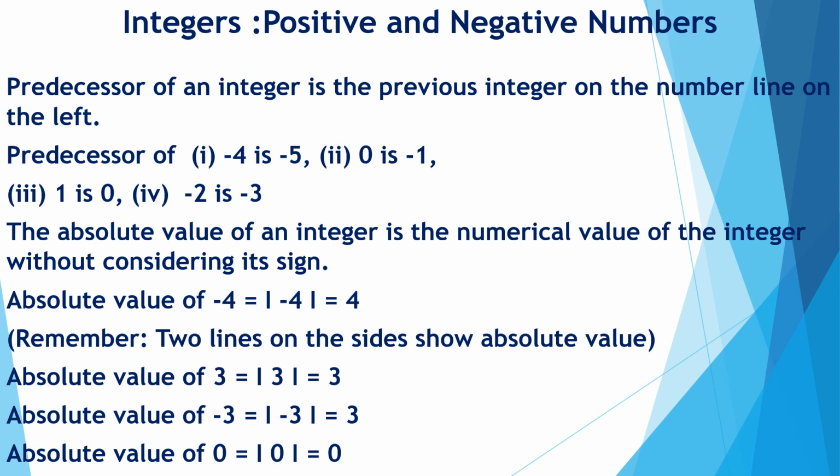The absolute value of an integer is the numerical value of the integer without considering its sign. Now absolute value of minus 4 is equal to 2 lines on either side of minus 4 and this is equal to 4. The 2 lines on either side of minus 4 is the sign for absolute value. Absolute value of 3 is equal to 3. Now absolute value of minus 3 also is equal to 3. Absolute value of 0 is 0.